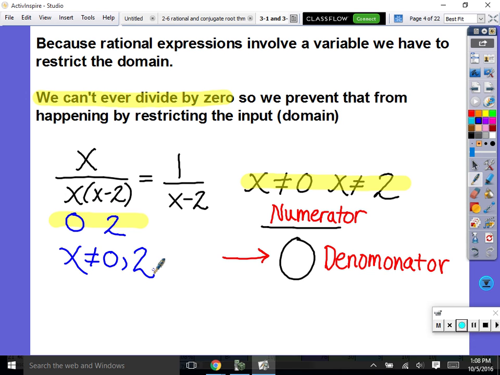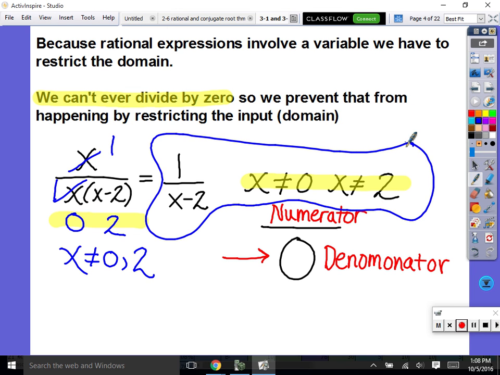Okay, now we can simplify it. We have an x on top and an x on bottom. We get 1 over 1. So wouldn't that be 1 over x minus 2? So this is our answer as long as x does not equal 0 or 2. Because if it did equal 0 or 2, our bottom would have been 0 and it would have been undefined. Not this answer, it would have been undefined.